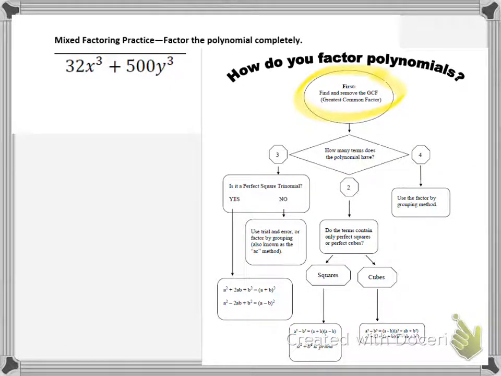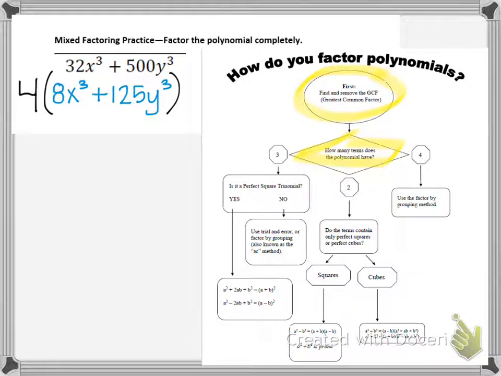First and foremost, we always start by removing the GCF. So if I scan this problem, I notice that the 32 and the 500 contain a factor of 4 in common. So I'm going to factor out the 4. And then that leaves me with 8x cubed plus 125y cubed. So what I'm going to do now is focus on that binomial.